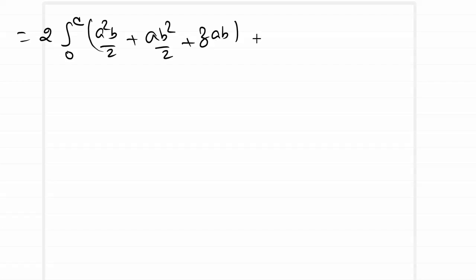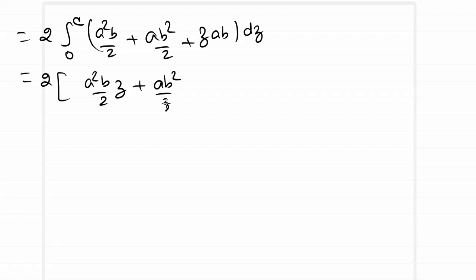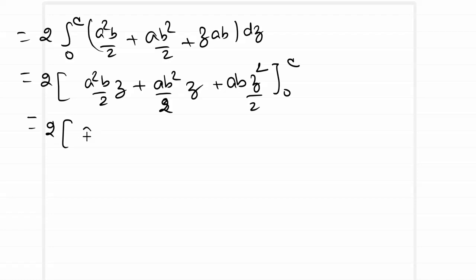Now let me integrate all this with respect to z. So 2 times, a squared b by 2 is a constant with respect to z, so we will have z. a b squared by 2 is again a constant with respect to z, so I will have this again as z. a b is a constant, z on integration gives z squared by 2. Apply the limit 0 to c. So 2 times a squared b c by 2 plus a b squared c by 2 plus a b c squared by 2.